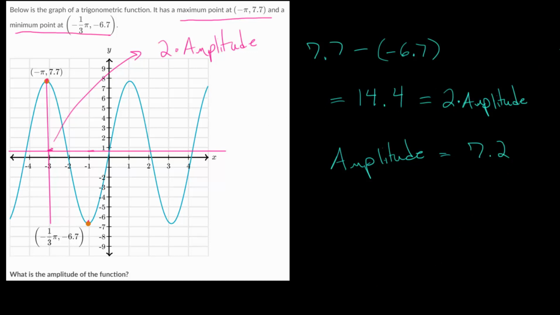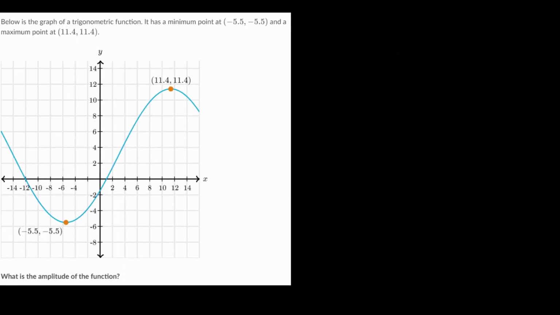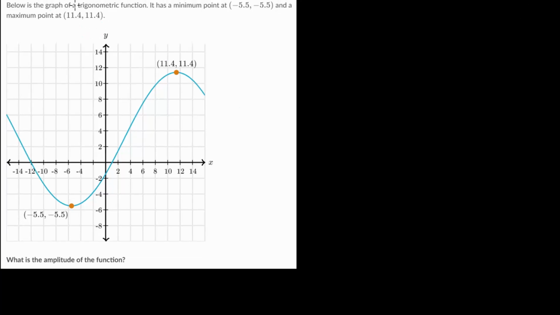Now let's look at one more example problem where, again, we need to figure out the amplitude of a sinusoidal function. And we're told in this case that we have the minimum point and the maximum point. So it's just like the previous problem. And in this problem, let's use the other strategy. Let's figure out what the midline is, and then we can just take the maximum or minimum value and figure out its distance to that midline value.